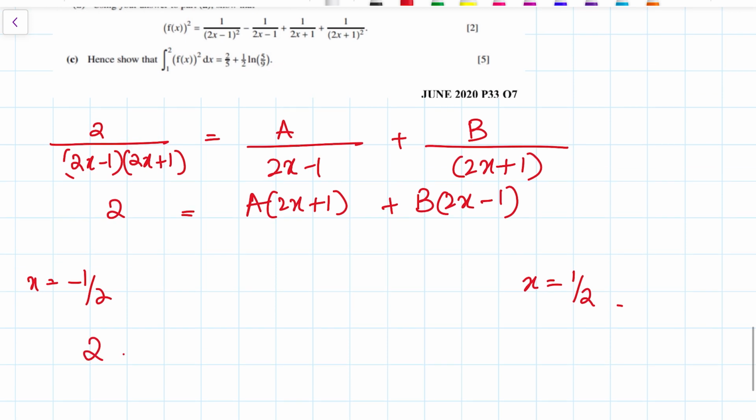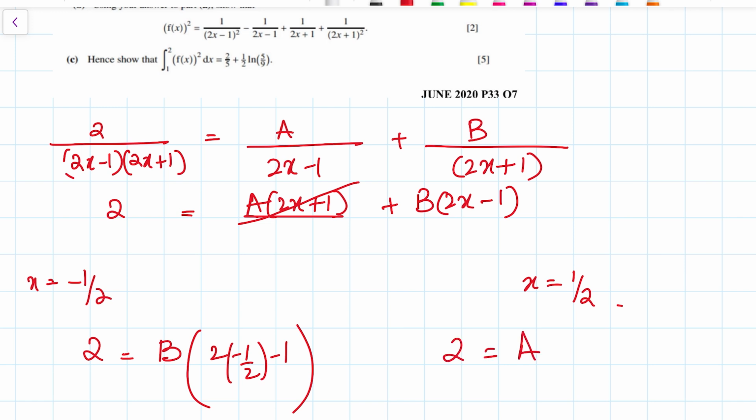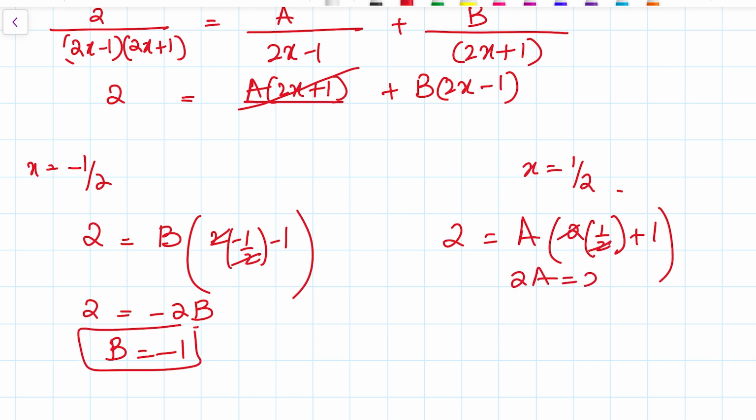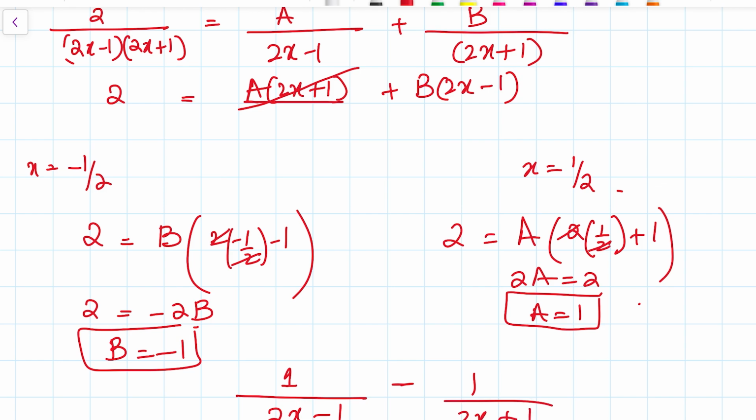Let's input minus half. So it becomes minus half, which means this thing cancels out. B times 2 into minus half minus 1. Then input a half. Minus 2b equals 2, so b becomes minus 1. Now 1 plus 1 is 2a equals 2, so a becomes 1. Now 1 upon 2x minus 1, minus 1 upon 2x plus 1.